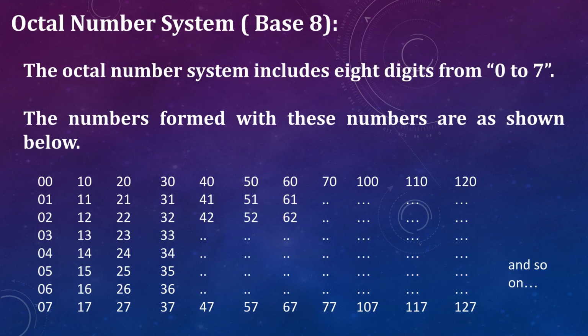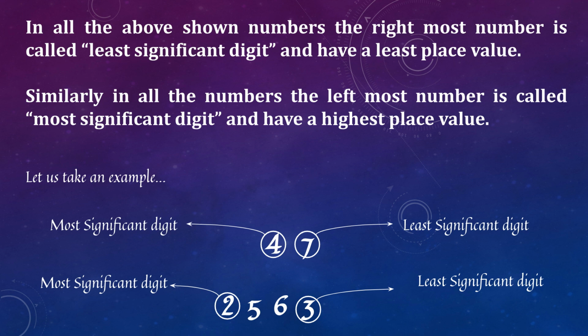The octal number system has a base of 8 and includes digits from 0 to 7. The numbers formed using these 8 digits follow a sequence where each column's value increments upon reaching 7 in the previous column. For octal numbers, the rightmost digit is the least significant digit, and the leftmost digit is the most significant digit. For example, in the number 47, the 7 is the least significant digit, and the 4 is the most significant digit.